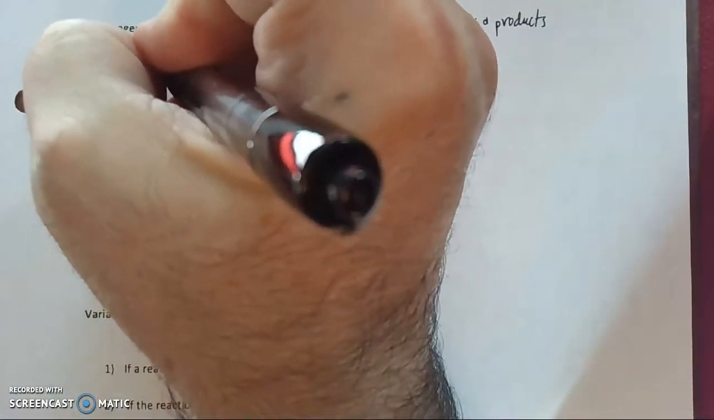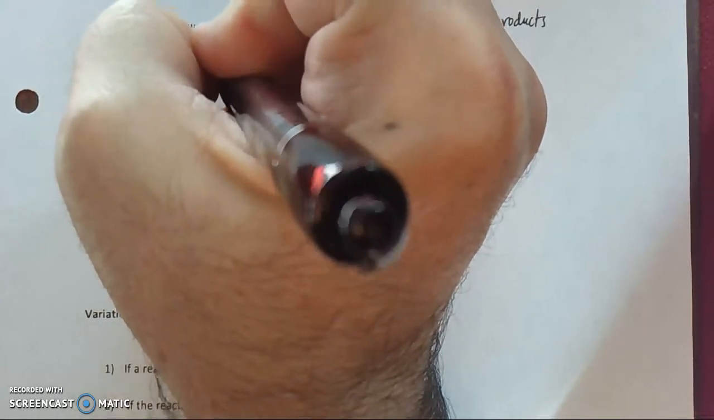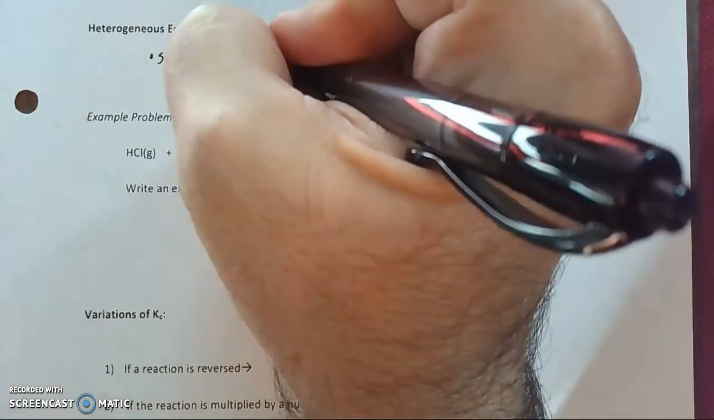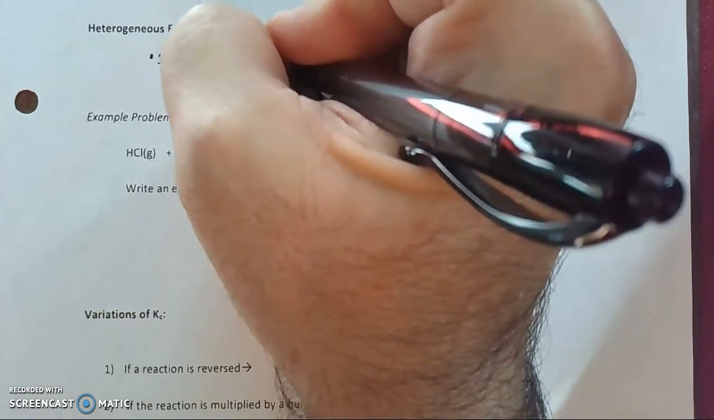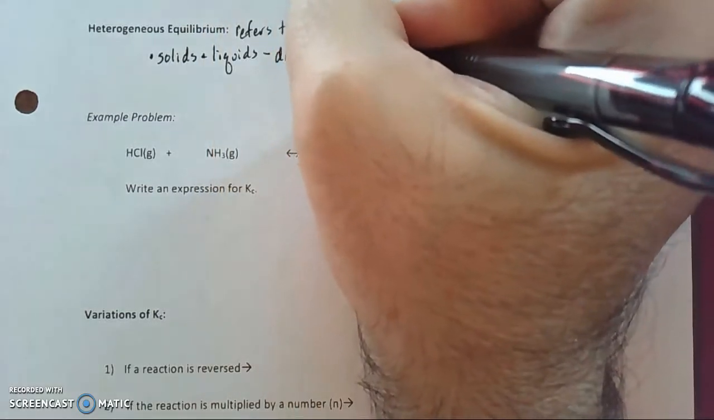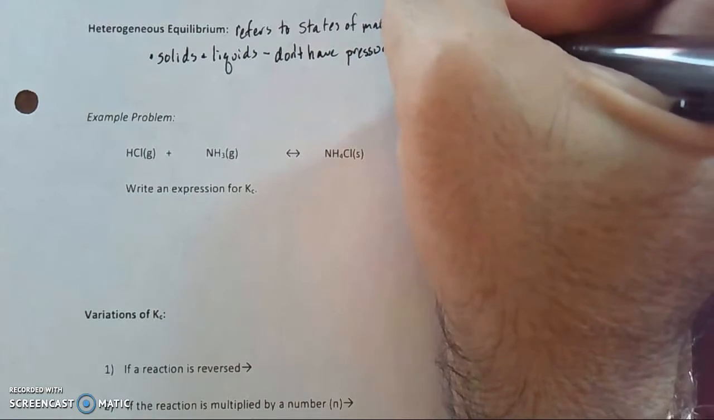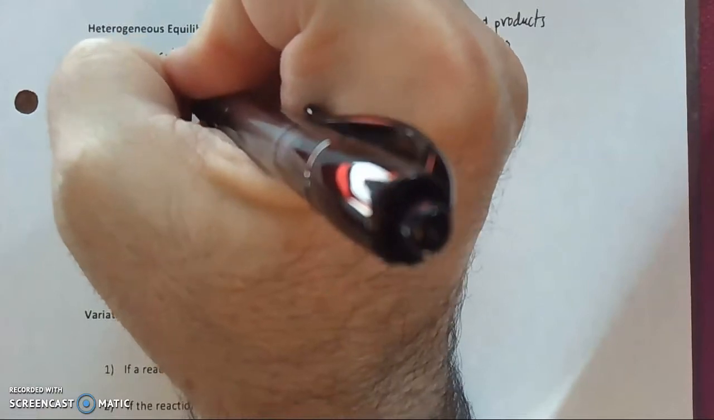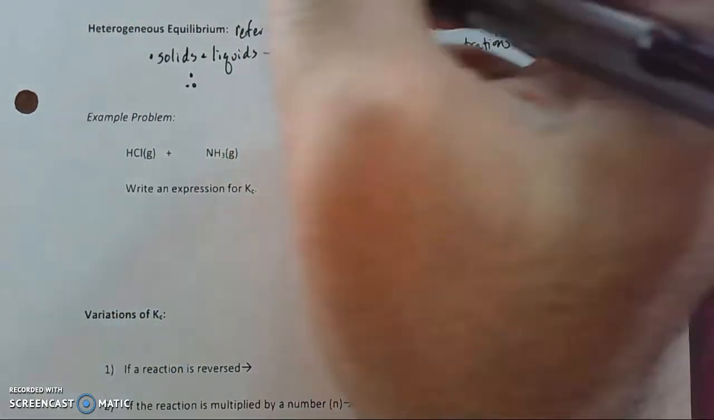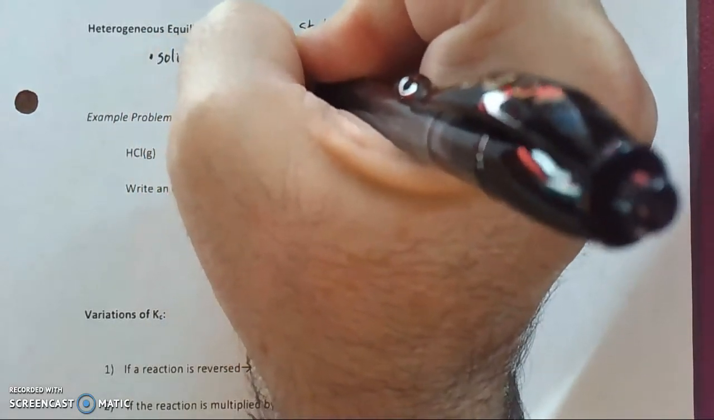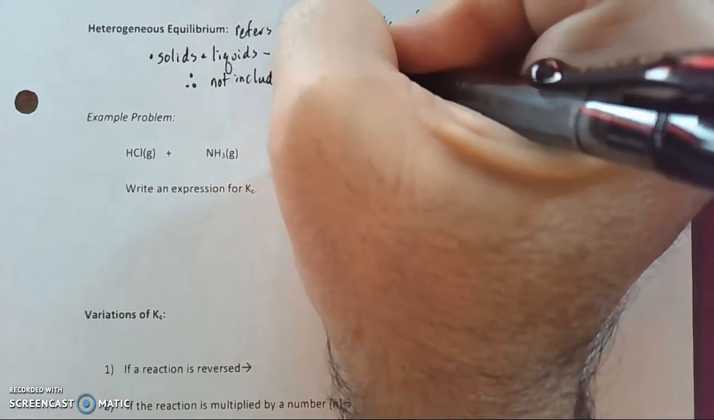So therefore, pure solids and liquids, well, we can't have a concentration of a solid or a liquid because it's pure. They don't have measurable pressures either. So these don't have pressures or concentrations. So therefore, and three little dots like that mean therefore, these are not included in equilibrium expressions.